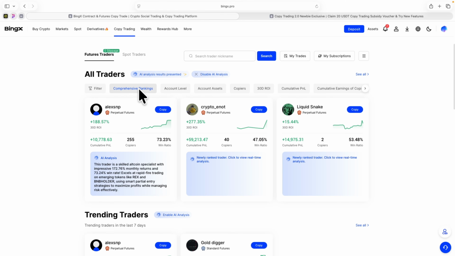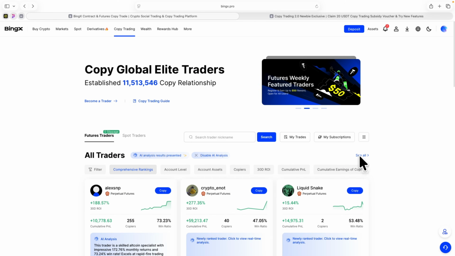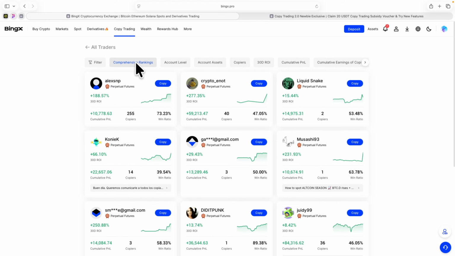Now, this category is a category that ranks traders based on different factors. It can rank traders based on their ROI, their risk appetite, their assets under management, the number of copiers they follow. So it takes all the factors together to rank them. According to that rank, these are the top traders in that category. You can see right here, this is the first person in this category, the second person, and the third person. And if you want to see all the traders under this category, just come here and click on See All. So under comprehensive rankings, these are the top traders under that category right here.